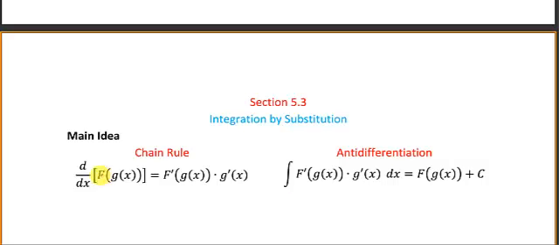Notice if we have a composite function, one function, capital F, evaluated at another function, g of x, then the derivative of that composite function, the derivative of capital F of g of x, is the derivative of the outside function, capital F prime, evaluated at g of x, times the derivative of g of x. Well, if that's true, when we take the derivative of capital F of g of x, we get capital F prime of g of x times g prime of x. When we anti-differentiate capital F prime of g of x times g prime of x, we get back to capital F of g of x.